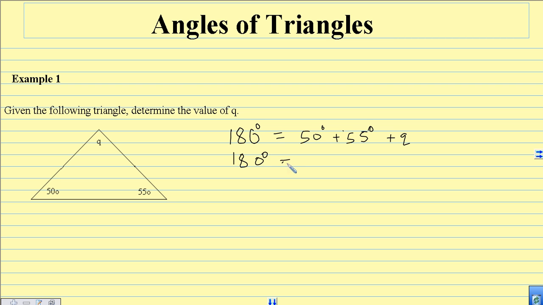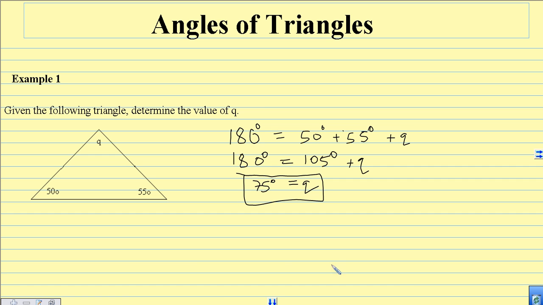Well, you can go ahead and solve this. 180 degrees equals, well, that's 105 degrees plus Q. So Q has to be 75 degrees. Alright. Perfect.